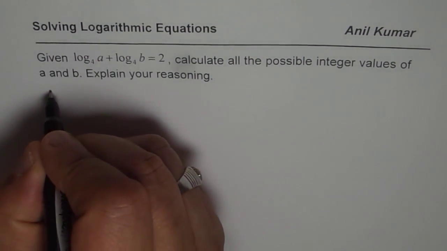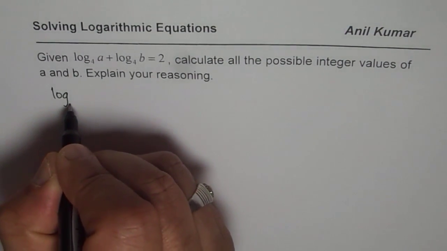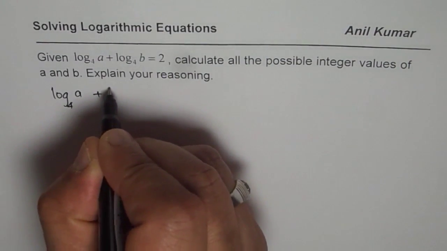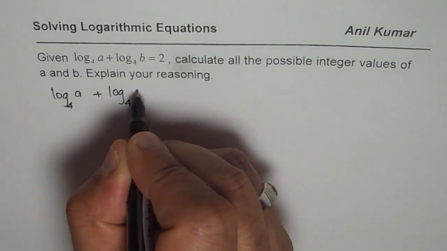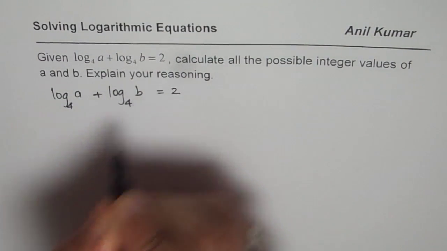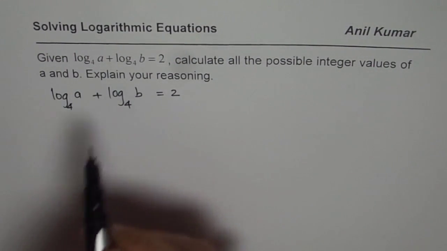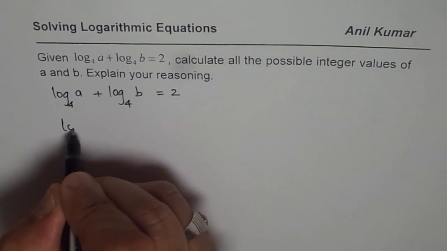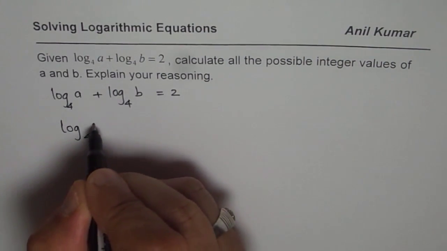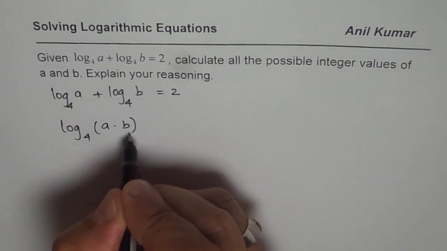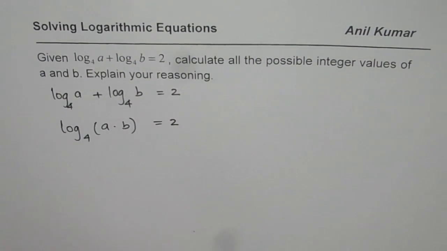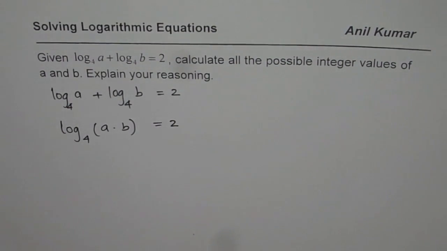Let's write down the equation. It is log to the base 4 of a plus log to the base 4 of b equals 2. Now since we have logs with the same base, the sum can be written as a product, right? So we can write the left side as log to the base 4 of a times b equals 2. So that is how we solve equations, correct?